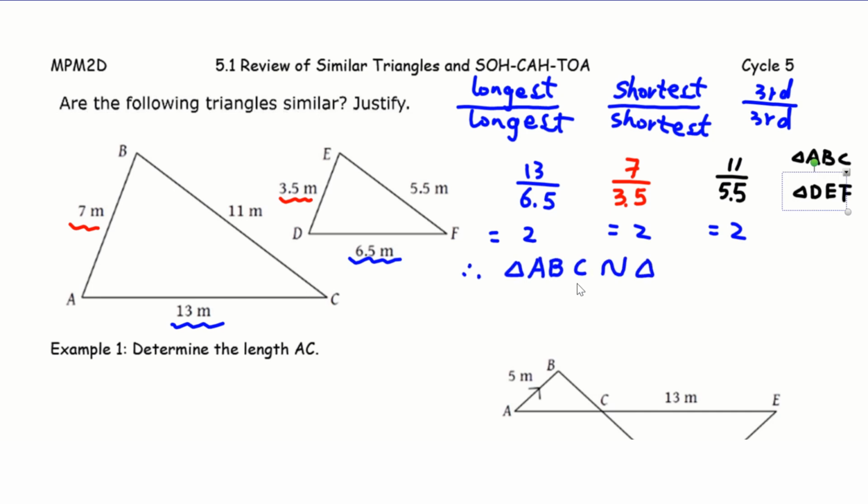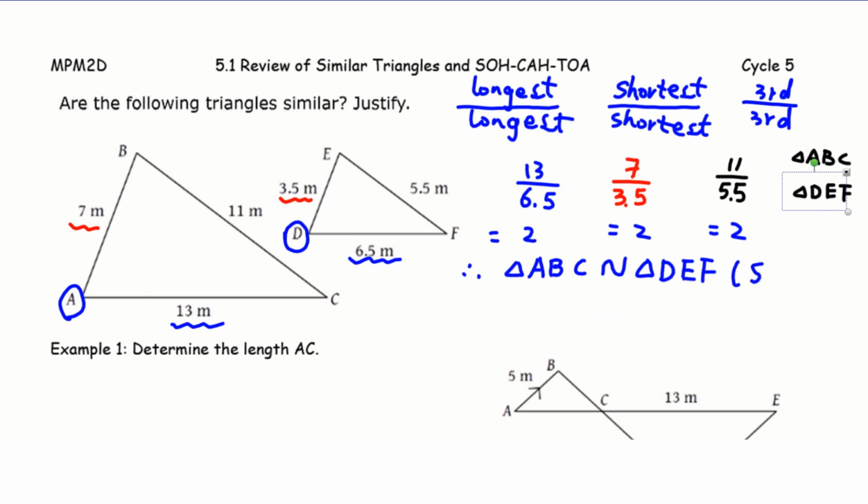Now we need to make sure the corresponding angles are equal. So this one is AC over DF. So this A corresponds to D. Then B corresponds to E. And C corresponds to F. So this is how you decide whether triangles are similar or not.